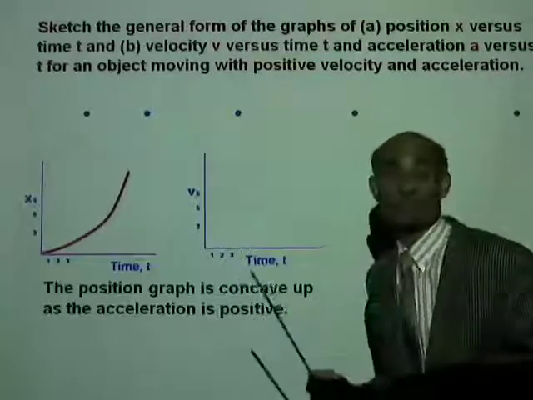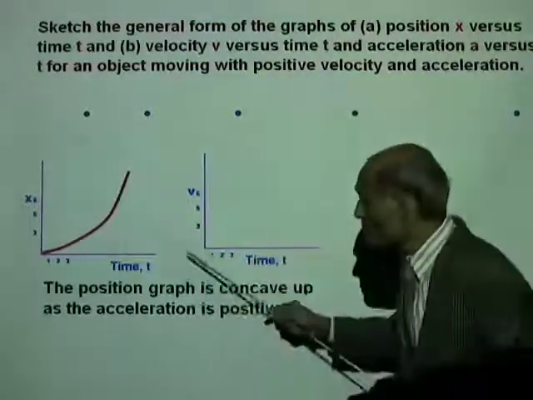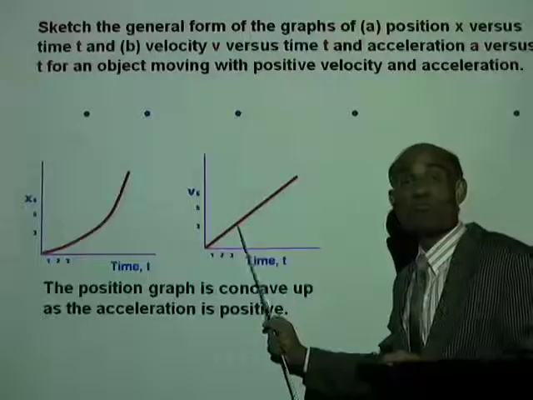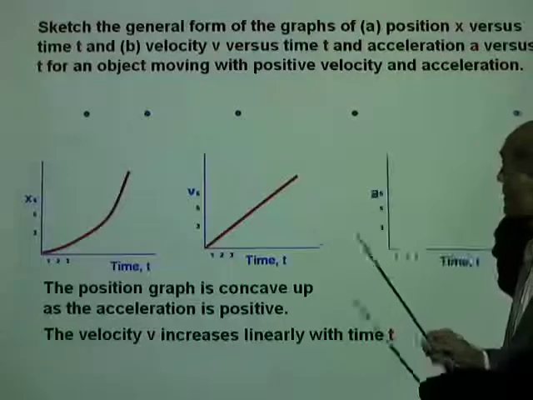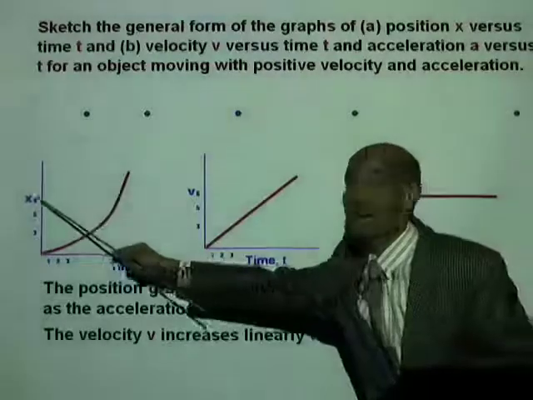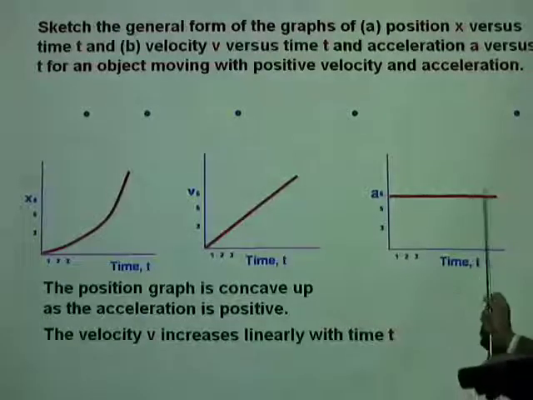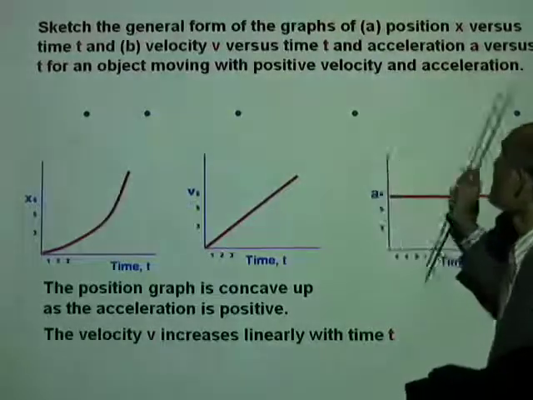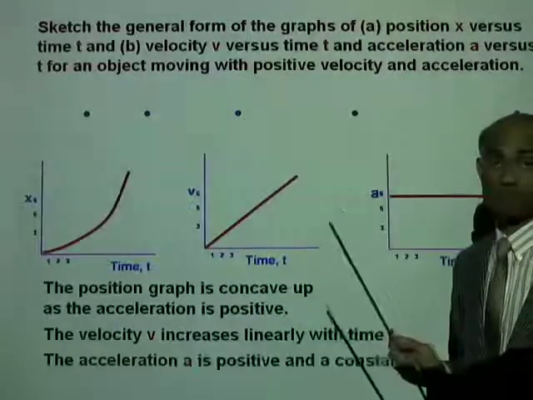How about the velocity graph? Because the acceleration is positive and uniform, the velocity will keep on rising. It will be a straight line, and the slope of the velocity graph will be the acceleration. How will the acceleration change? The acceleration will be uniform and positive. You can see how the displacement changes, how the velocity changes, and how the acceleration changes for a particle moving with positive velocity and positive acceleration. I want you to learn these descriptions. All right?